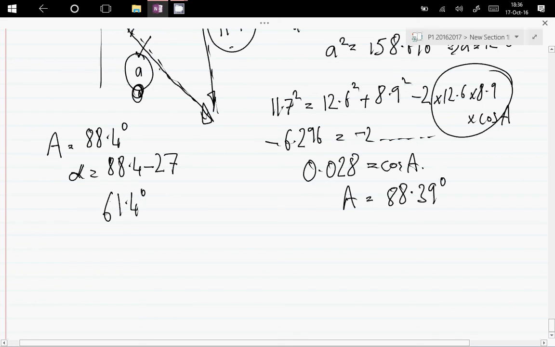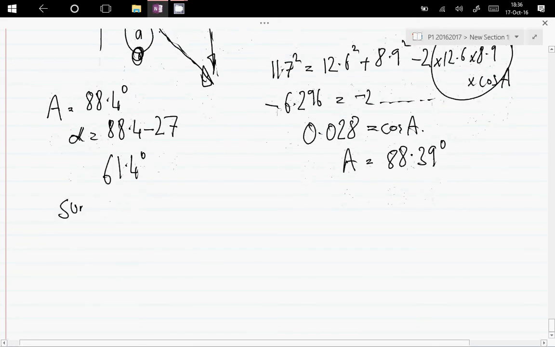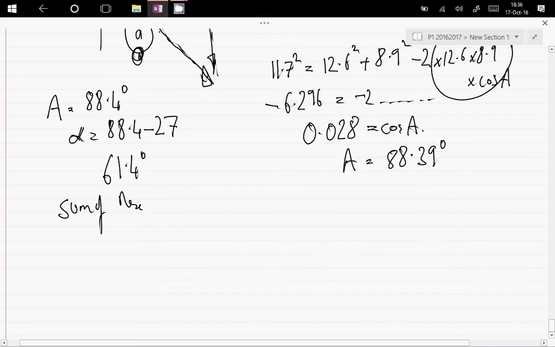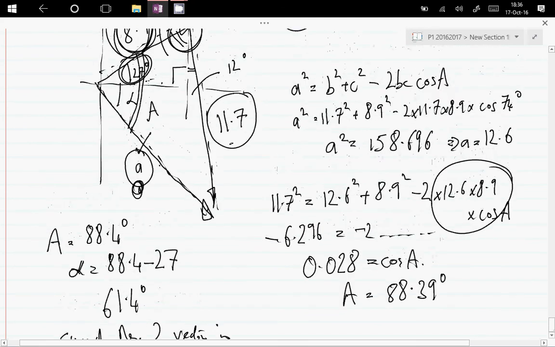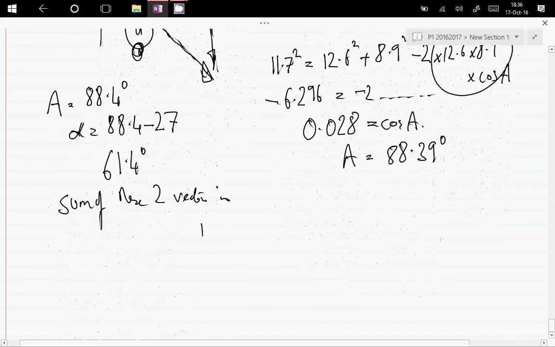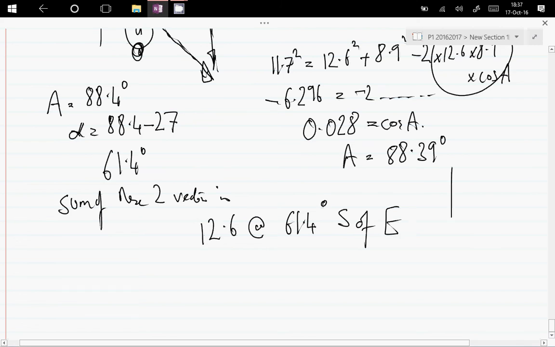So the answer is this. The sum of these two vectors is the size 12.6 at 61.4 degrees south of east. Why south of east? Because I'm calculating that angle there. That's east, and I'm moving south of east.